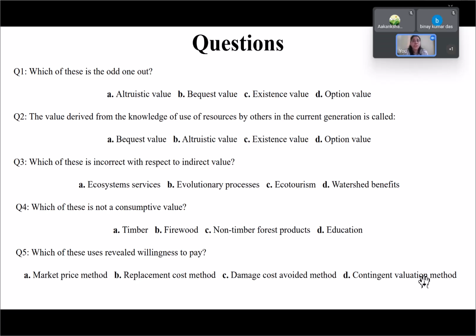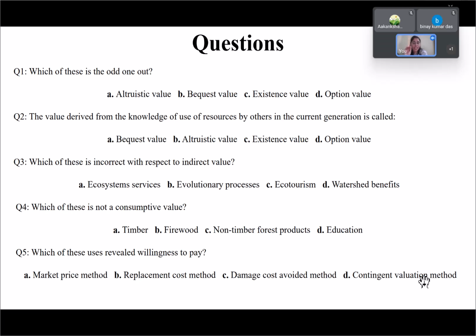So first one, which of these is an odd one out? You have four values here and you know the classification of values. So which one do you think doesn't fit in? Altruistic, bequest, existence, and option value. Next, the value derived from knowledge of resources used by others in the current generation. Which value is that?